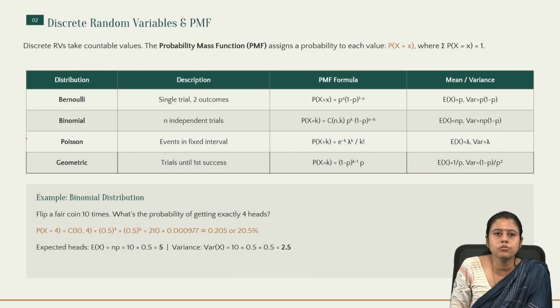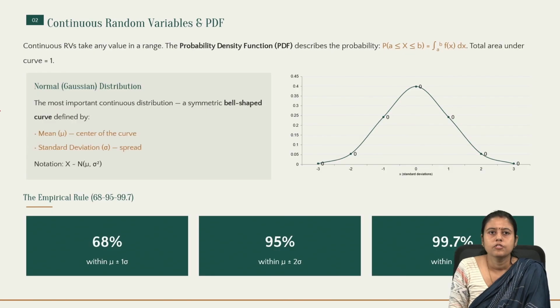So how can we use this? We can use Bernoulli's method, binomial distribution, Poisson distribution and geometric distribution for this. As I told, for the continuous random variable we have to calculate the probability density function. What is the probability density function? Continuous random variables take any value within a range, and this range generally follows the Gaussian distribution structure.